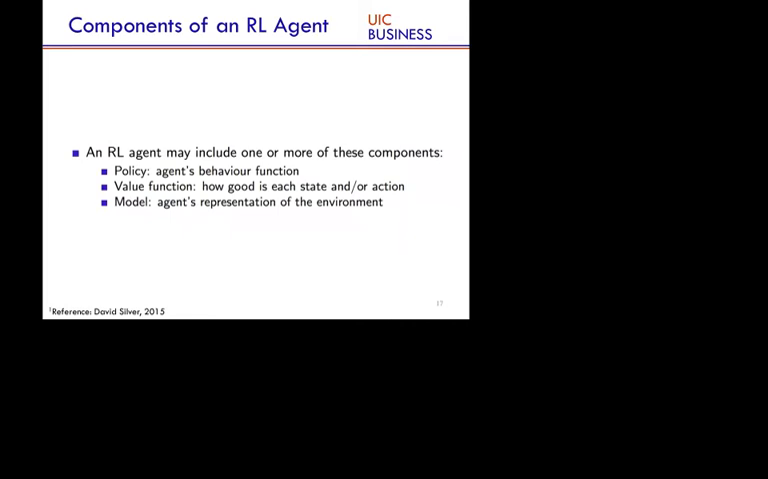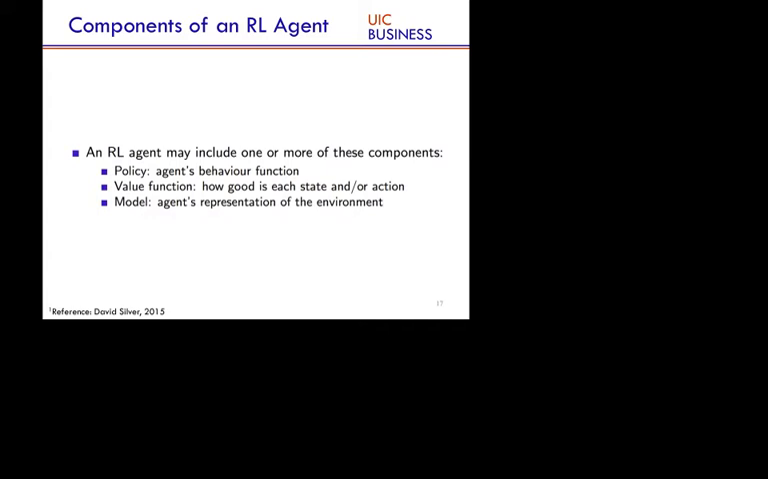Before that, let's revisit what we saw last time. An RL agent typically will involve one or some of these three objects. One of them is the policy, which is the agent's behavior function. Policy just means in this state take this action, just like in a contextual bandit, in this context take this action. Then the value function. You can also define value functions for contextual bandits, but a value function is how good is each state, or a state comma action pair.